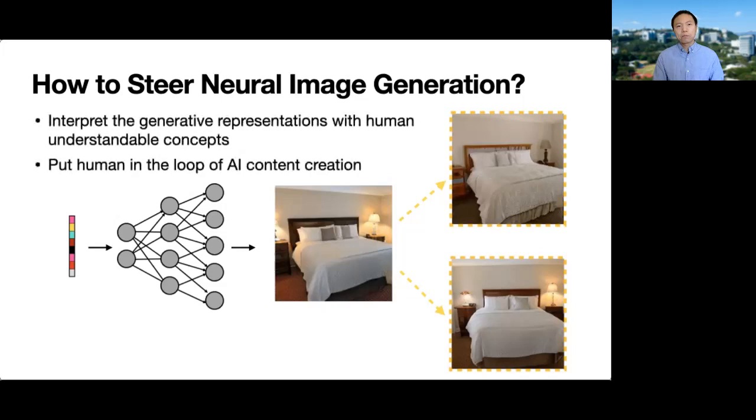Therefore, we want to better understand the generative model and interpret it with human-understandable concepts. After we identify the human-understandable concepts inside the model, we can consider those concepts as switches. Then we can turn them on and off to control the image generation process and edit the final output. That way we can put humans in the loop of AI content creation, and humans can collaborate with the AI model to create the new content we want. That is the motivation behind interpreting deep generative models.